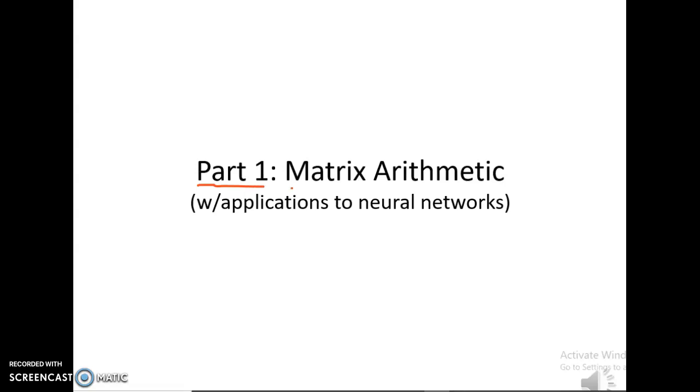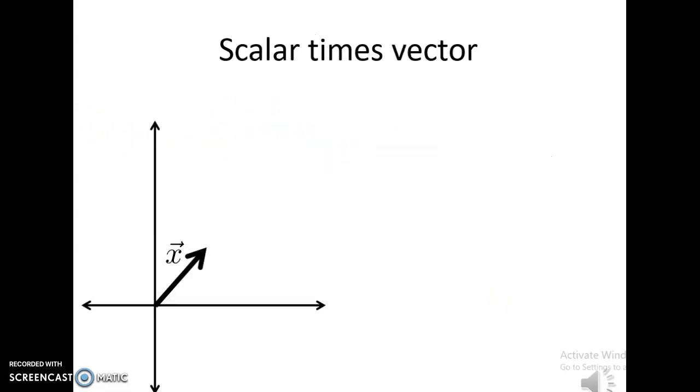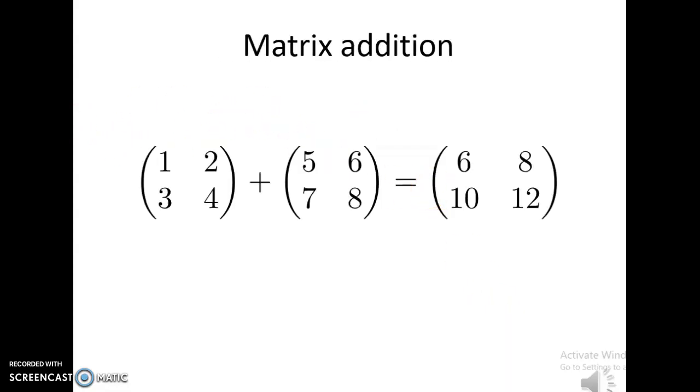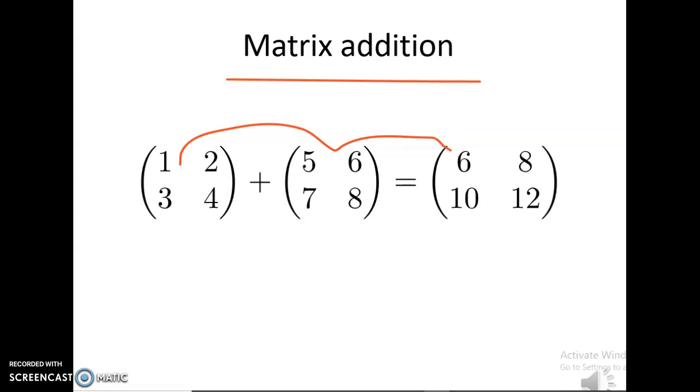Part 1. Matrix arithmetic with applications to neural networks. Matrix addition. Adding element by element: 1 plus 5 is 6, 2 plus 6 is 8, 3 plus 7 is 10, 4 plus 8 is 12.